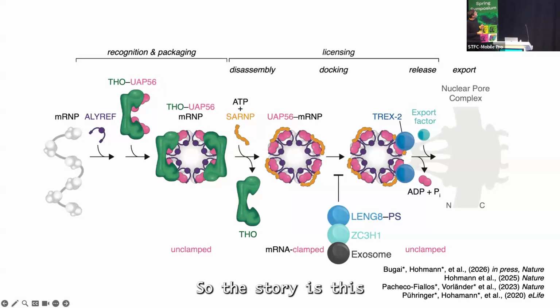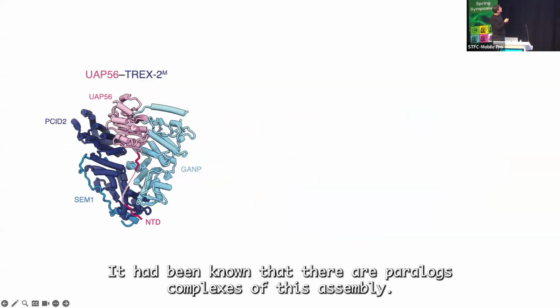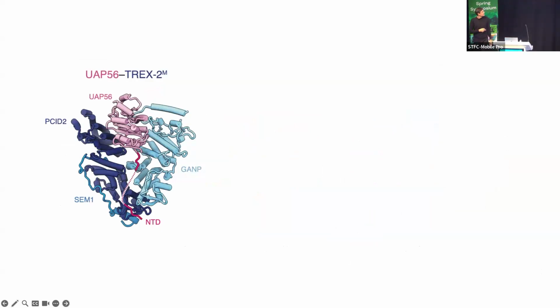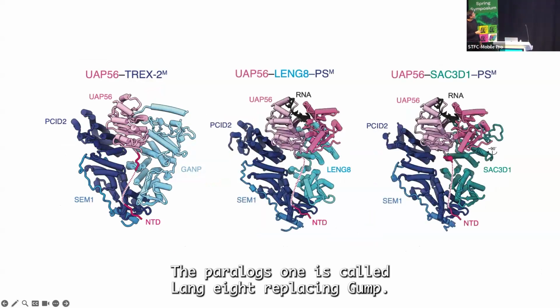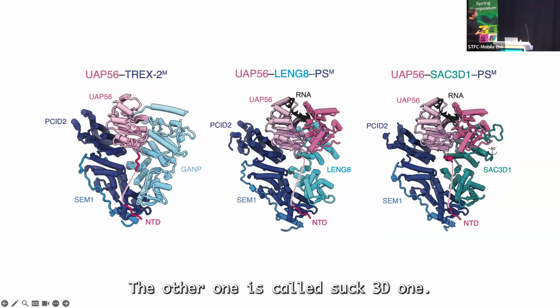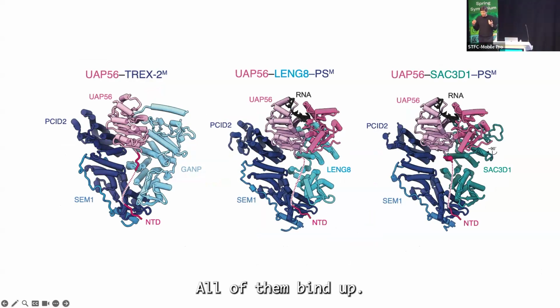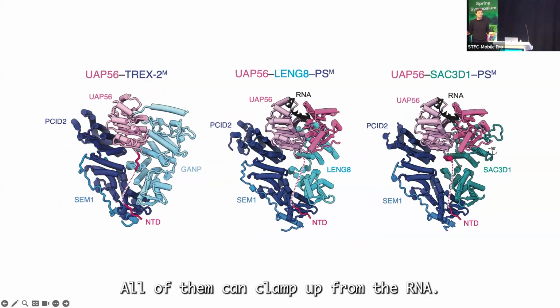So the story is this. I just showed you this work on the TREX2 complex. It had been known that there are paralogous complexes of this assembly. We saw the structures of them. The paralogs, one is called Lang8, replacing GAMP. The other one is called SAC3D1. Structurally, biochemically, they behave extremely similarly. All of them bind UAP. All of them can unclamp UAP from the RNA.